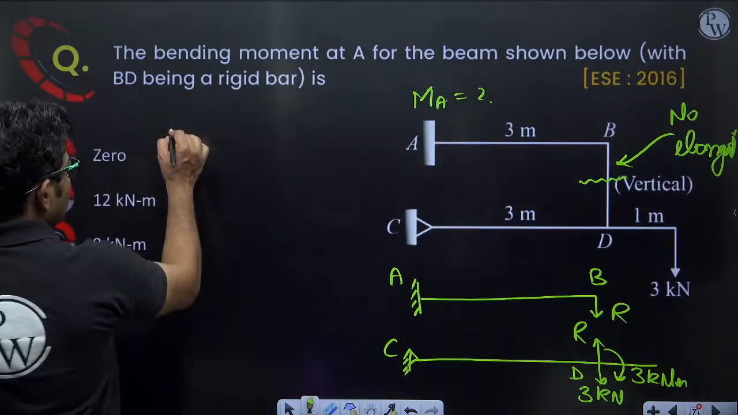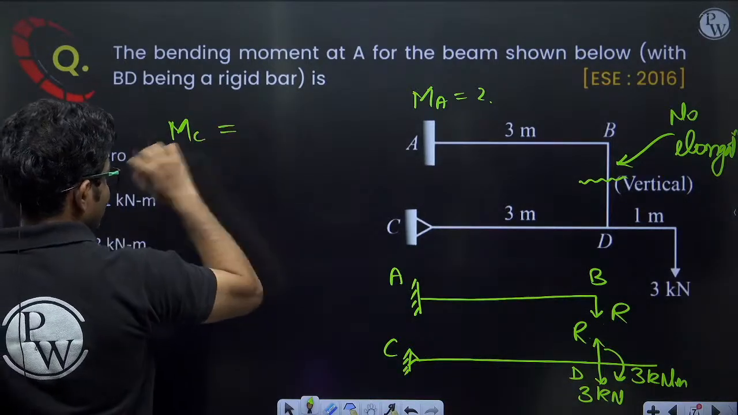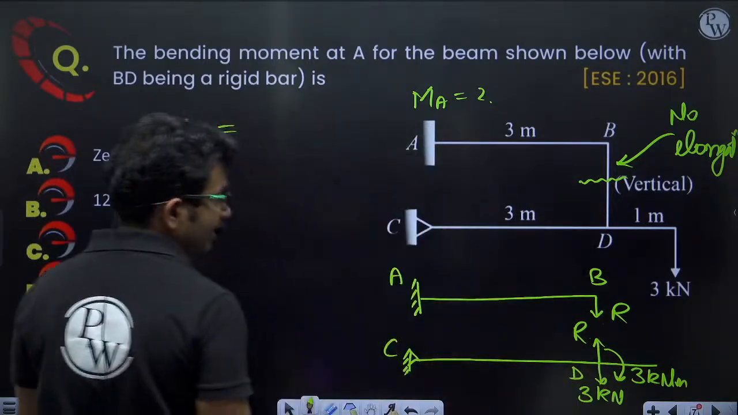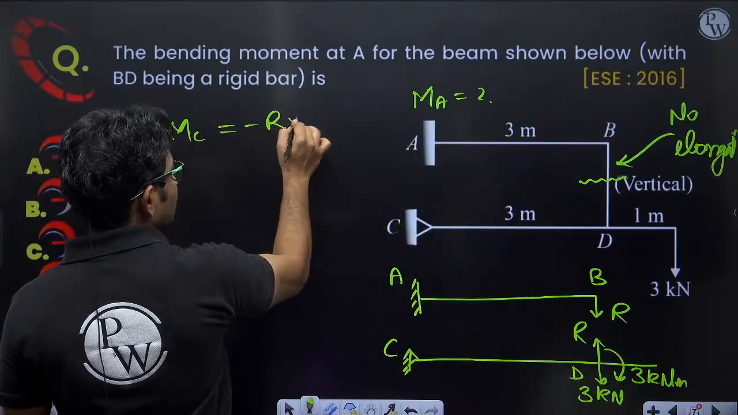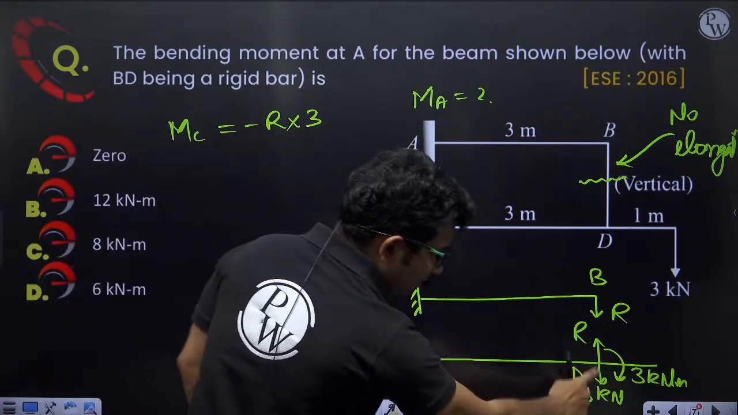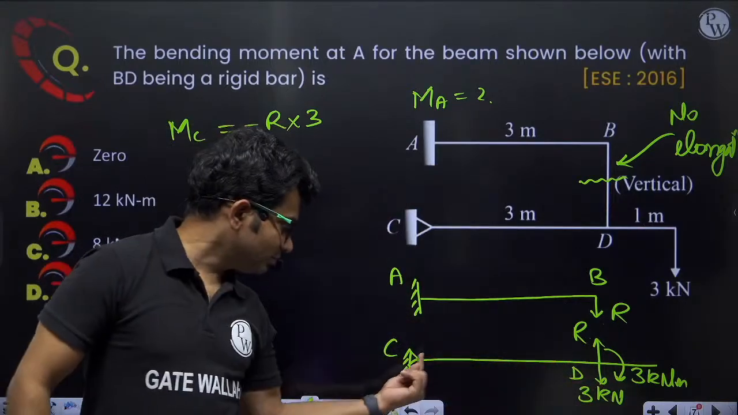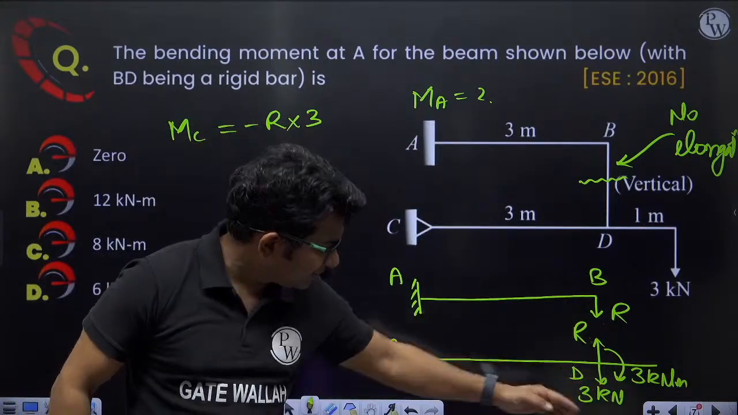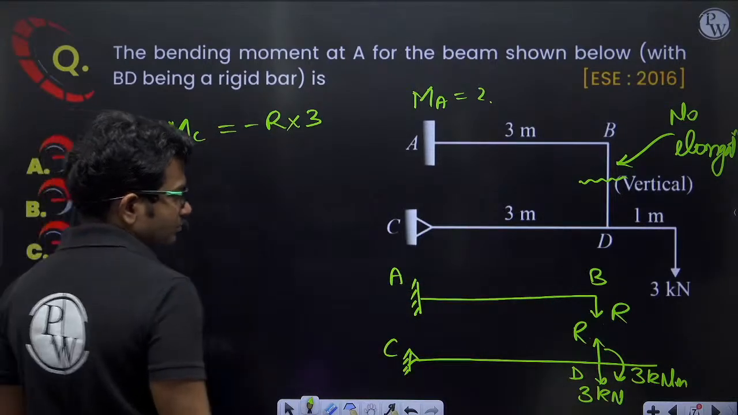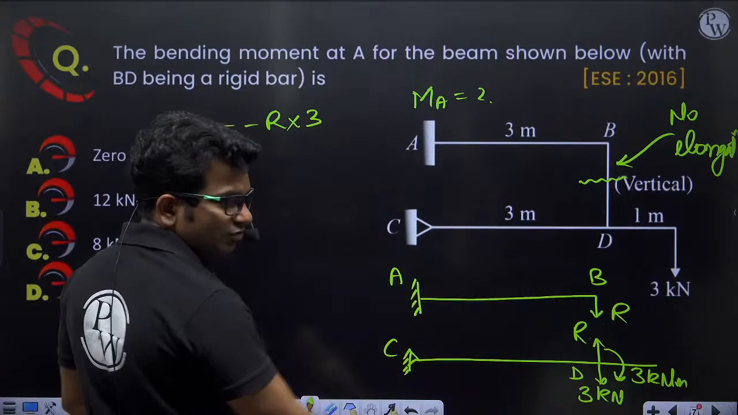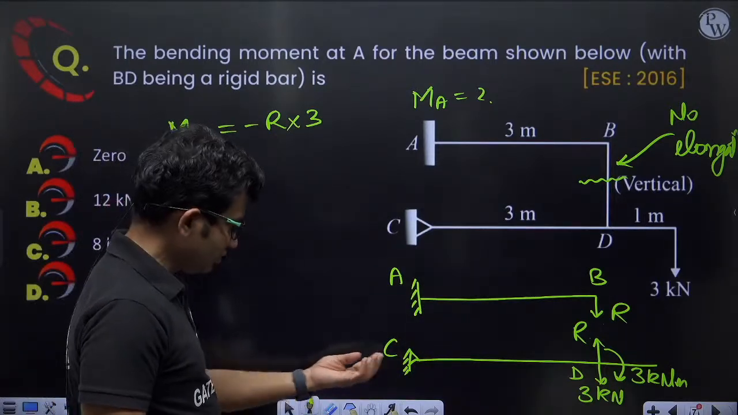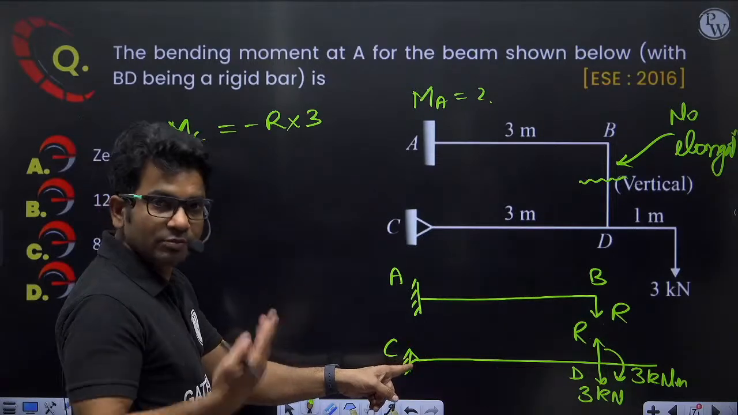Okay, so bending moment at point C will be equal to, because of this R, I will be getting minus R into perpendicular distance, which is 3 meter. So minus R into 3. Now because of this 3 kilonewton, how much bending moment will I get here? I will be getting plus. If I calculate in terms of moment, moment and bending moment both will be the same thing here. Bending moment will also be 0 and moment will also be 0.